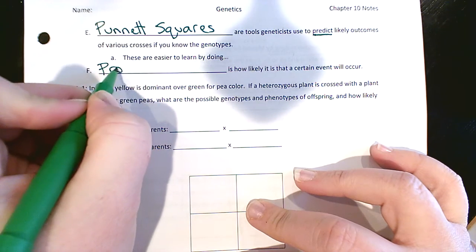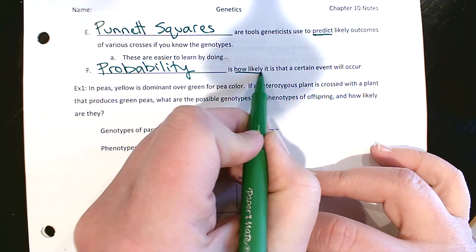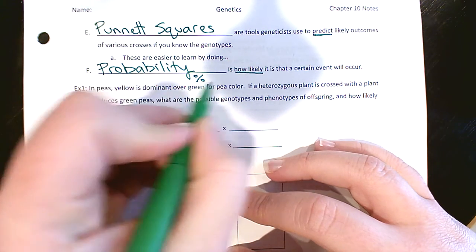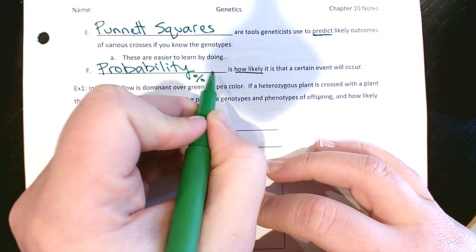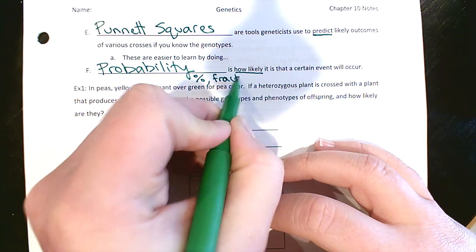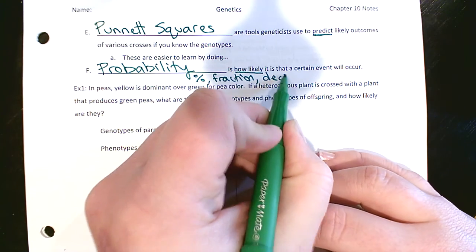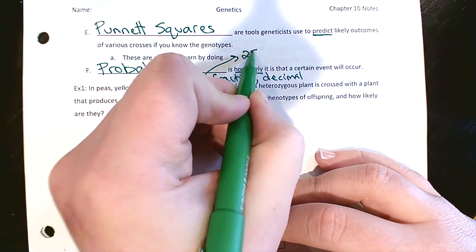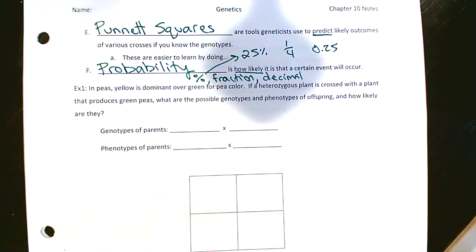When we're talking about probability, it is how likely it is a certain event will occur. And we can express probability as a percent, like 25% likely to happen, or as a fraction. I could say there's a 1/4 chance, or as a decimal, I could say 0.25. So when we're thinking about this, and this, and this, they all mean exactly the same thing when we're talking probability.